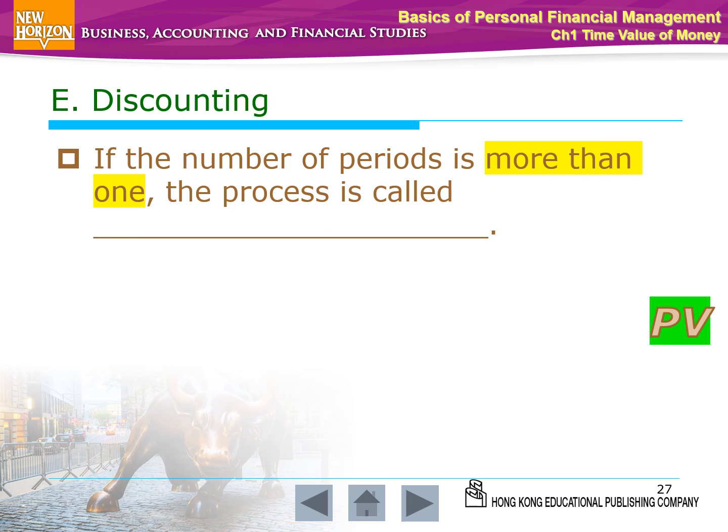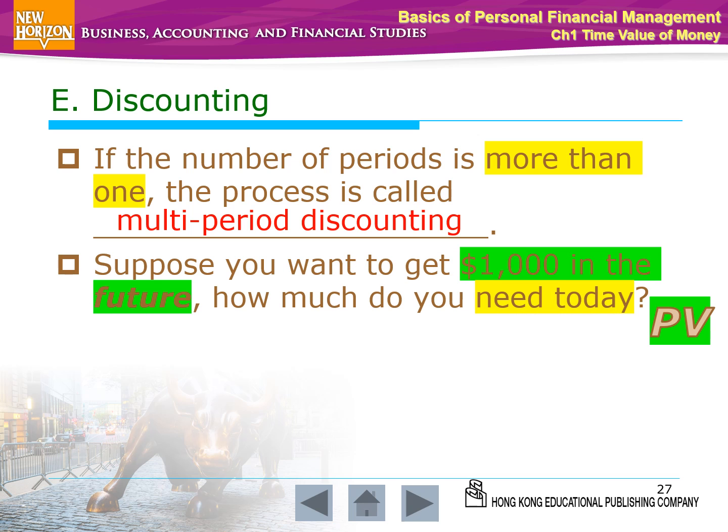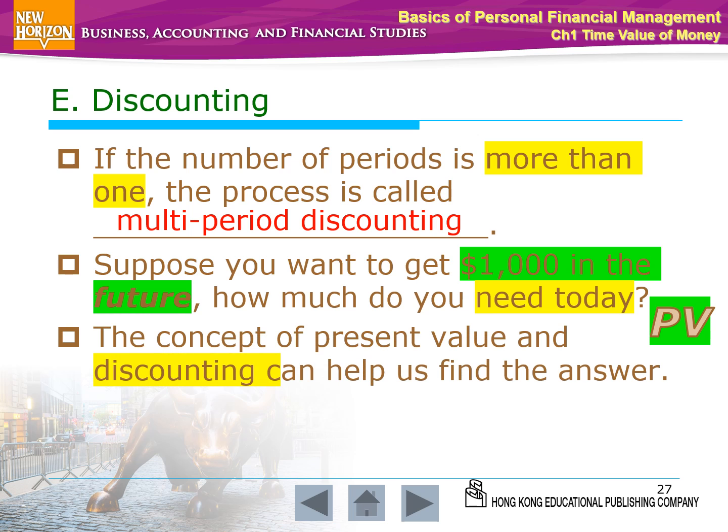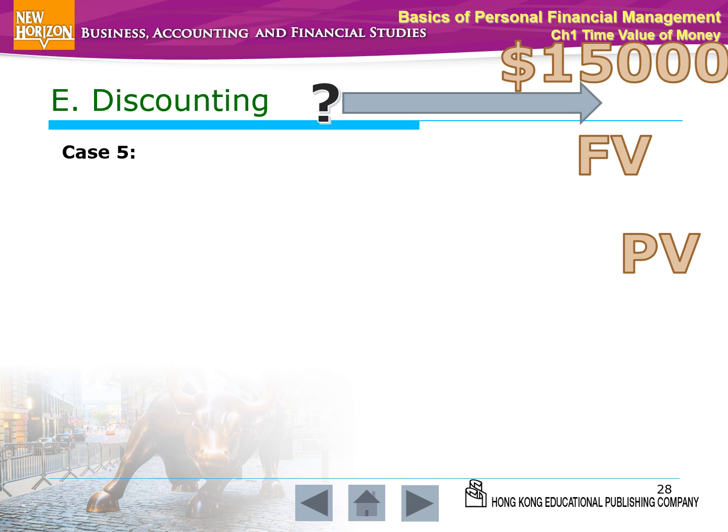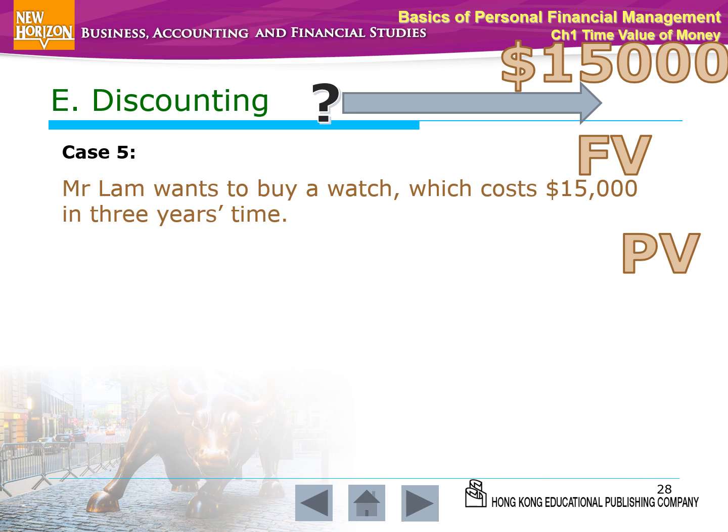If the number of periods is more than 1, the process is called multi-period discounting. Suppose you want to get $1,000 in the future, how much do you need today? The concept of present value and discounting can help us to find the answer. Let us look at case 5 example. Mr. Lam wants to buy a watch which costs $15,000 in 3 years' time. You should identify this amount, $15,000, as a future value.